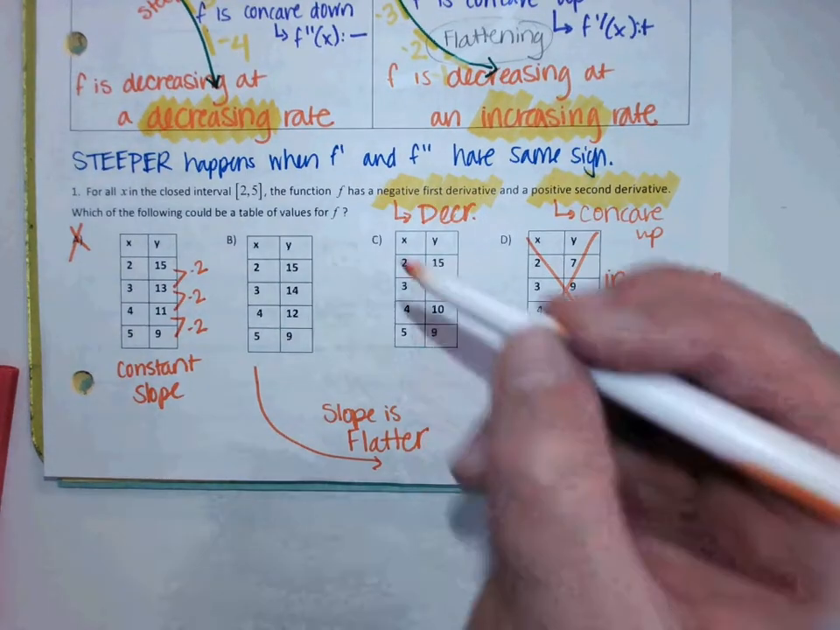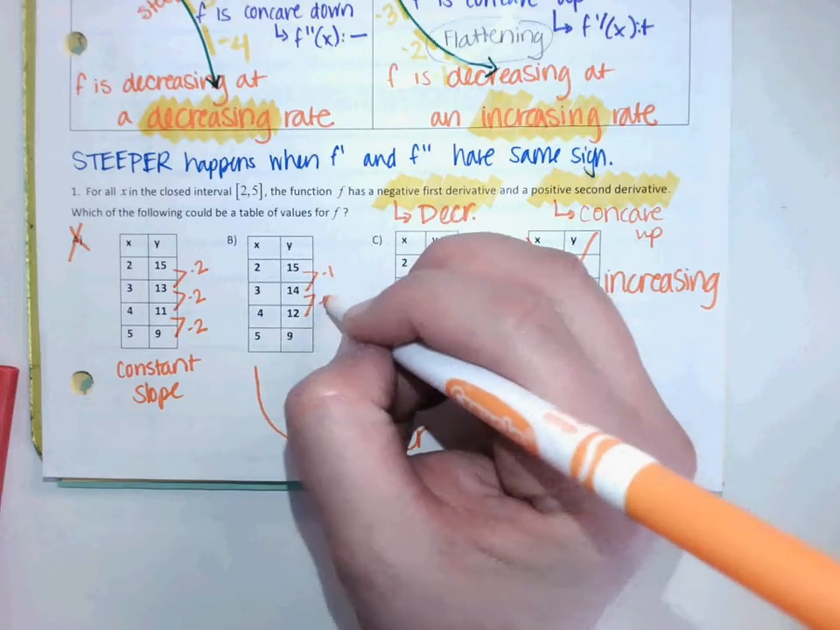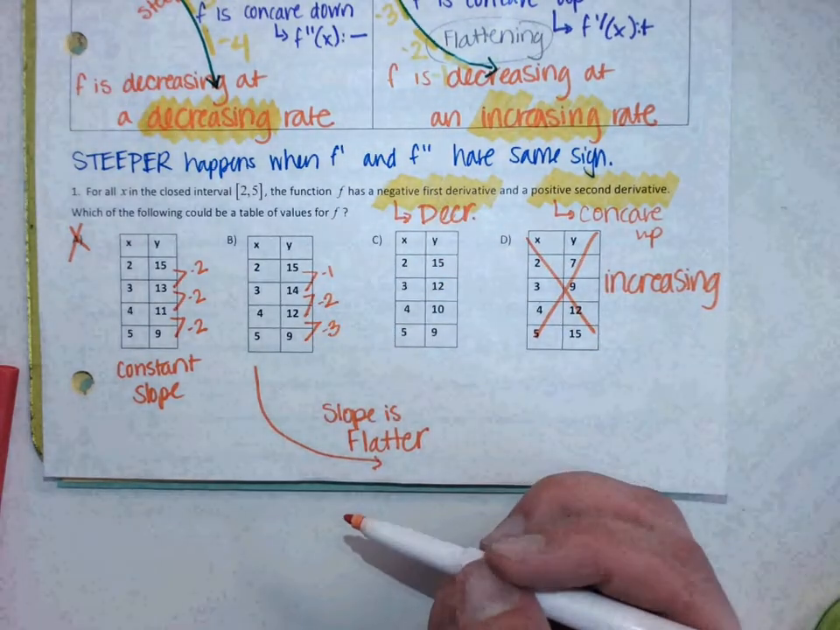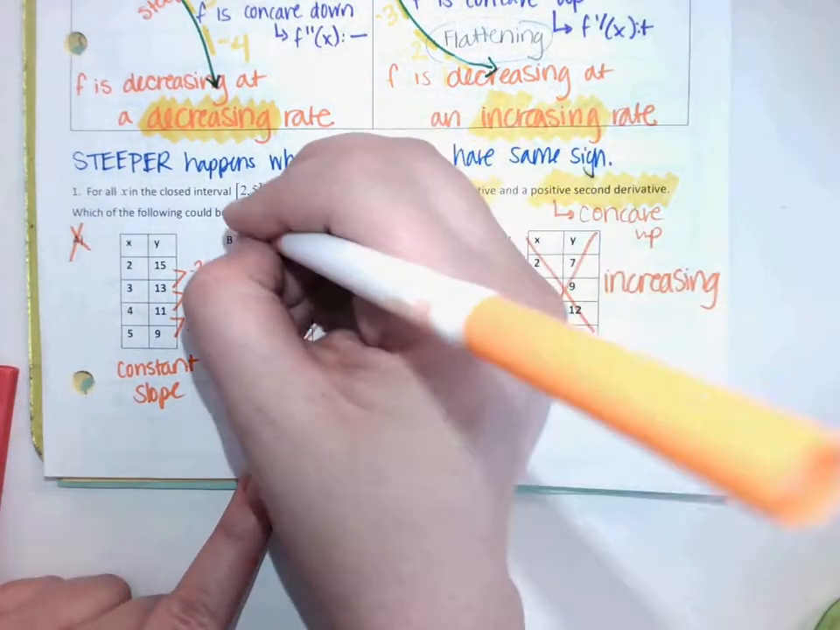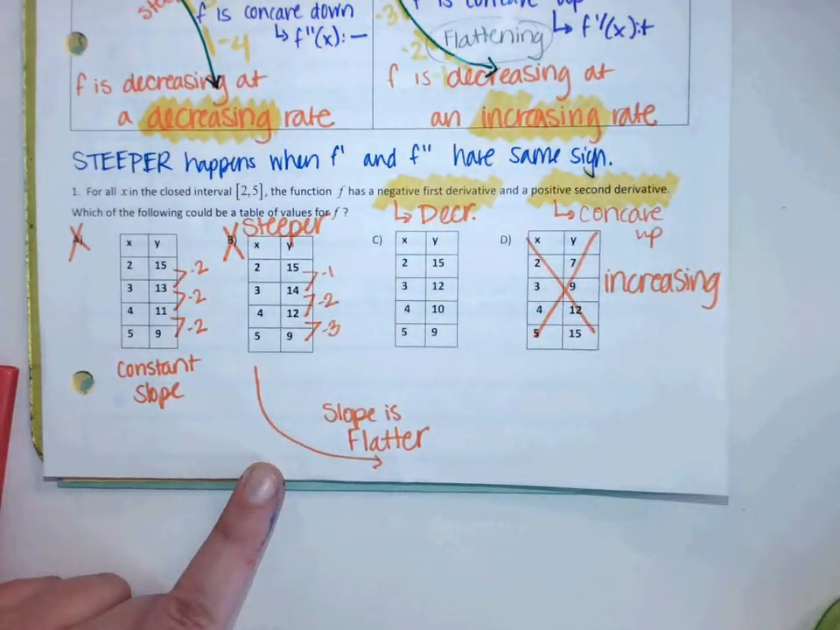15 to 14, how many did it go down? 14 to 12? 2. 12 to 9, how many? 3. Your jumps are getting bigger each time. Is that steeper or flatter? That's steeper. What do I want? Flatter. So it has to be C.